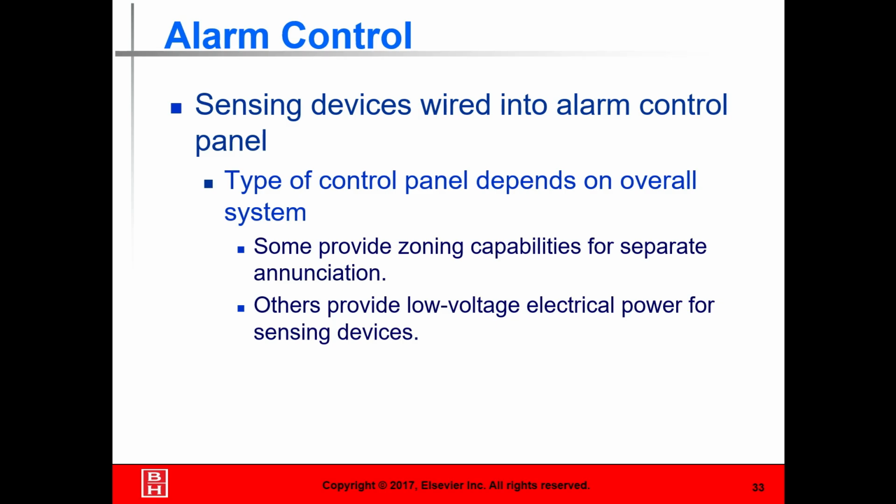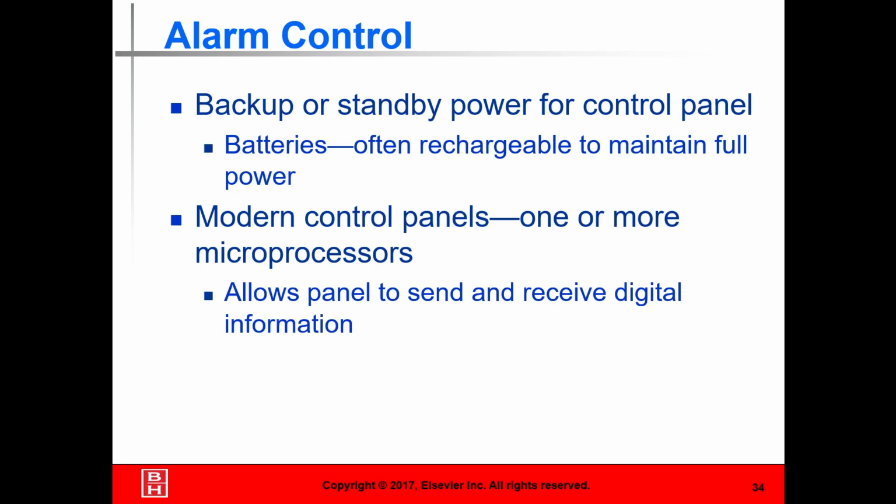Alarm controls. All sensing devices are wired into an alarm control panel that receives their signals and processes them. Some of the most severe burglar losses are caused not by failure in equipment, but by simply someone turning off the alarm system. The type of control panel needed depends on sophistication. Included in the control panel is backup or standby power in case of power failure. Modern controls use one or more microprocessors.